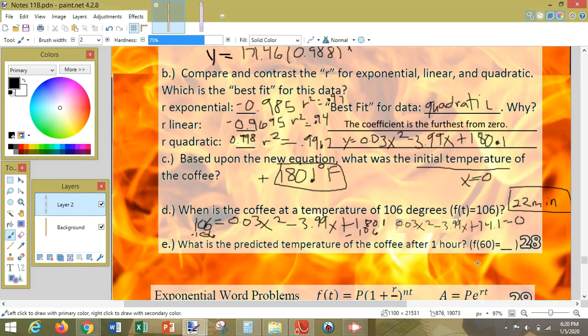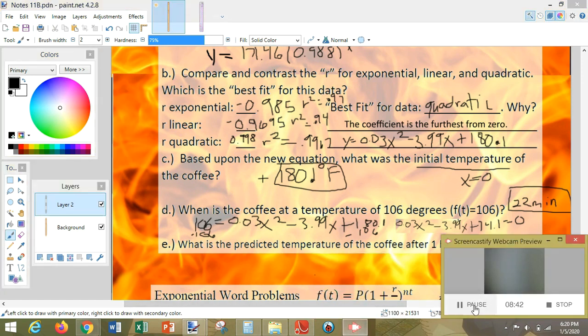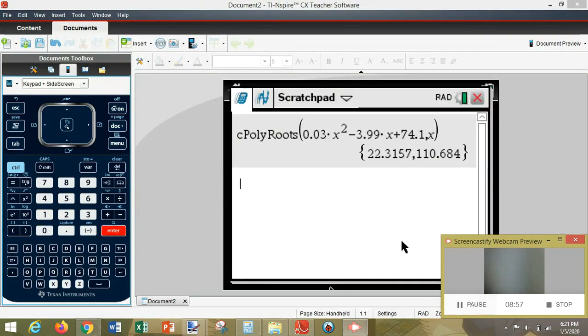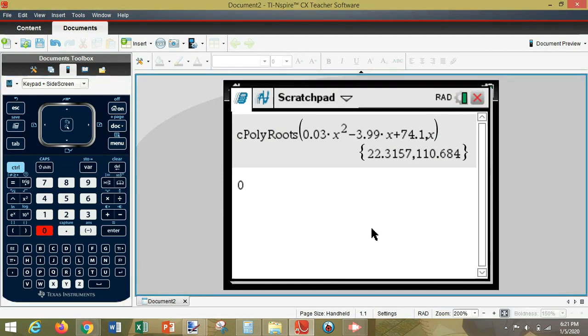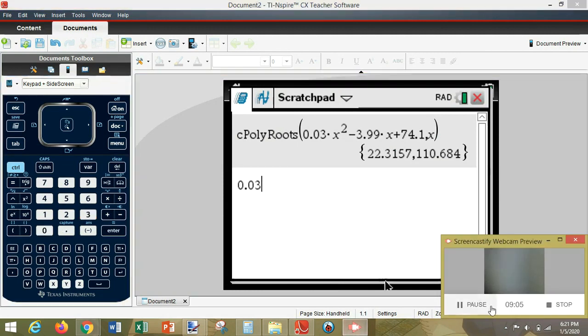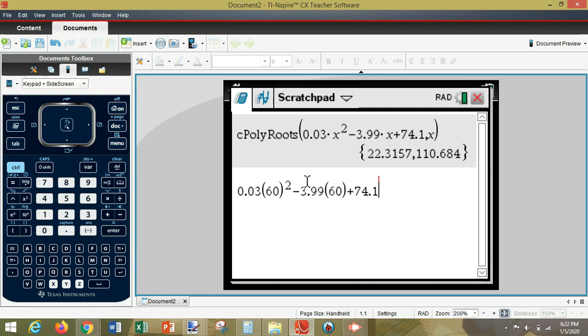So let's write our quadratic equation right here on this line. We have a, b, and c for the regression. We have y equals 0.03x squared minus 3.99x plus 180.1. Based on this new equation, what would be the initial temperature of the coffee? Initial temperature basically means when x equals 0. If we plug in 0 for x, we just have plus 180.1, which is very close to that original temperature.